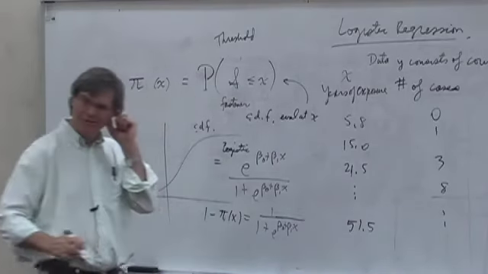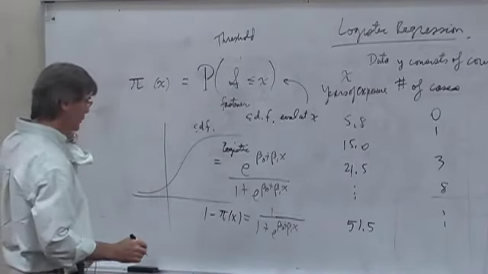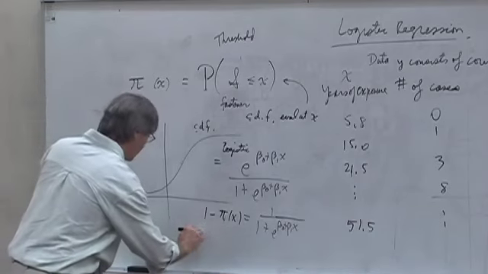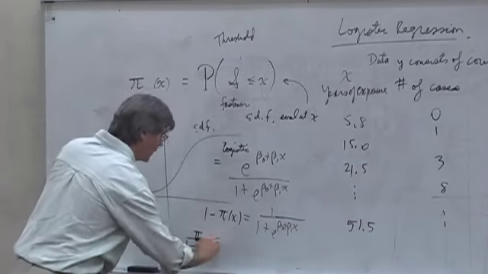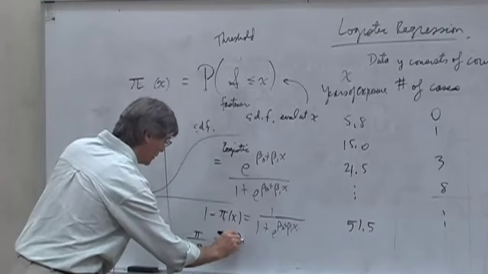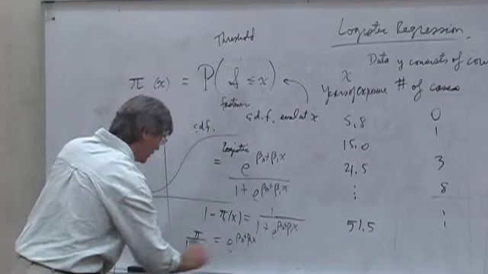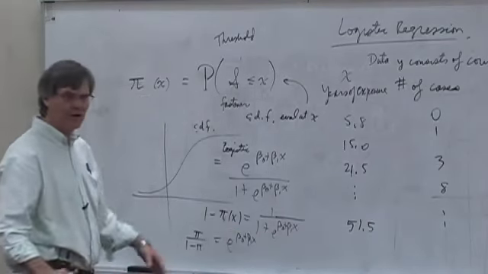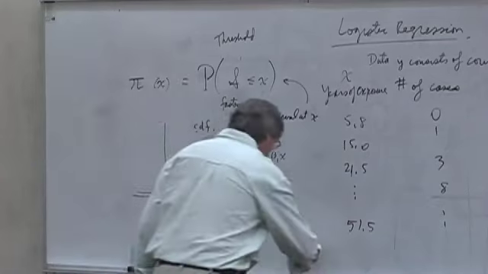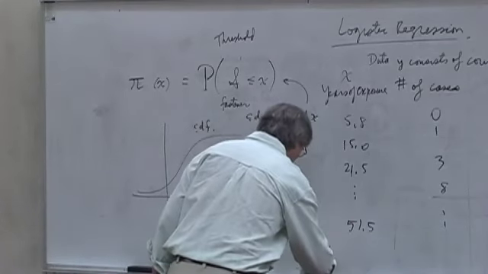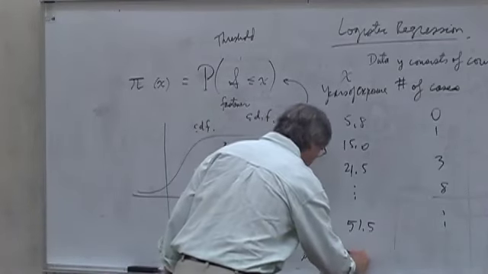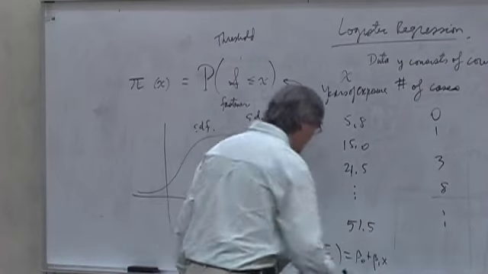Anyway, that's what it comes out to be. And so if I take the ratio of these two things, pi over 1 minus pi, I obtain e to the beta 0 plus beta 1x. So now I just take the log, and the e's and everything are gone. I just get my linear regression function: log of pi over 1 minus pi equals beta 0 plus beta 1x. So that's linearizing.